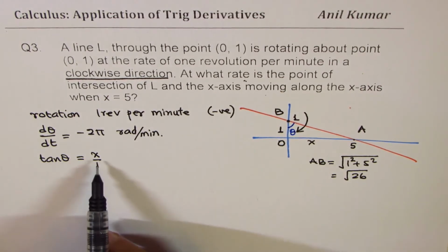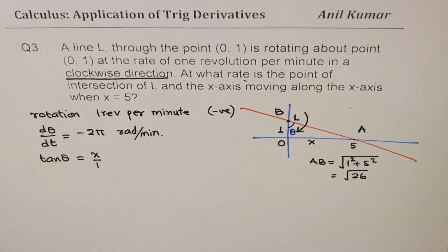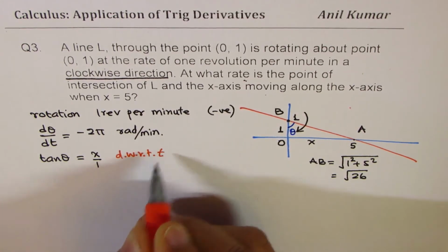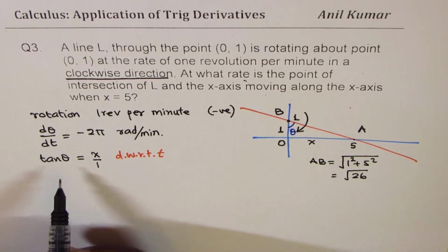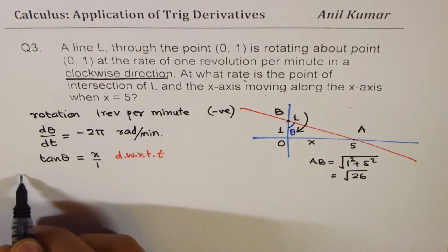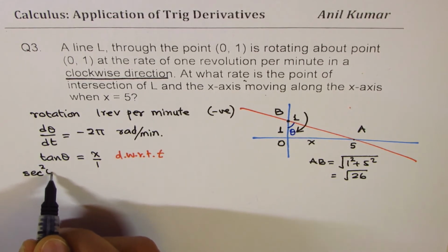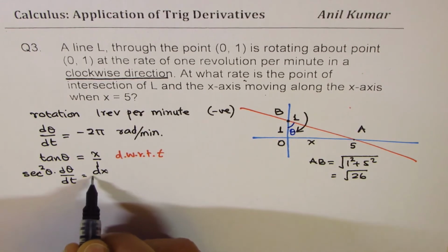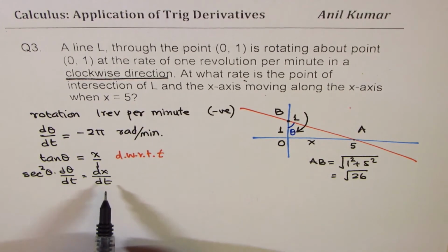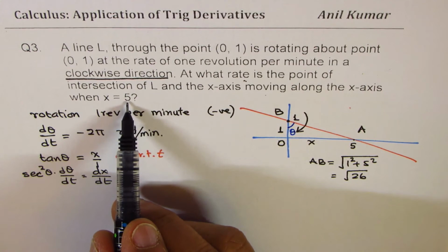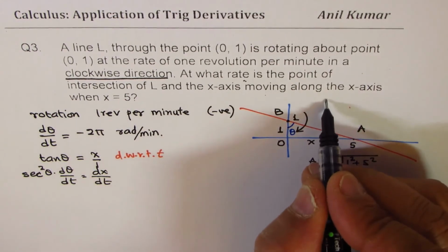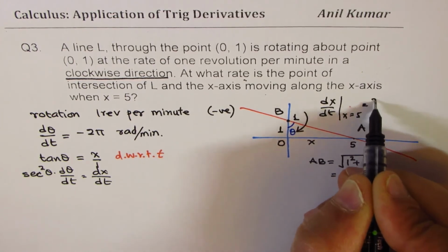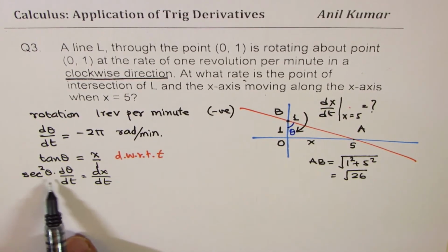Now, let's differentiate both sides with respect to time. If you do that, you get secant square theta d theta dt equals dx dt, correct? We actually need to find dx dt when x is 5. That's the whole idea, right? This is what we need to calculate.